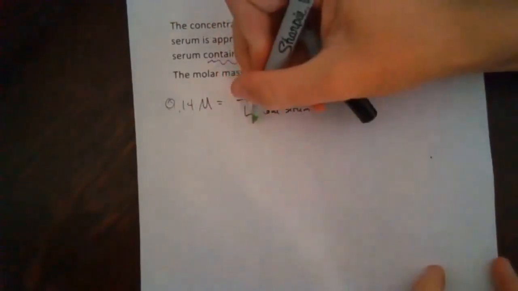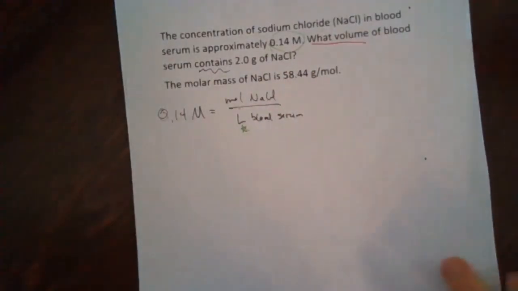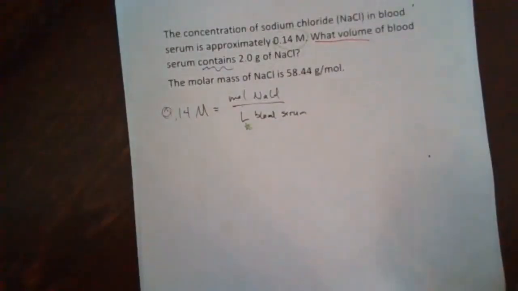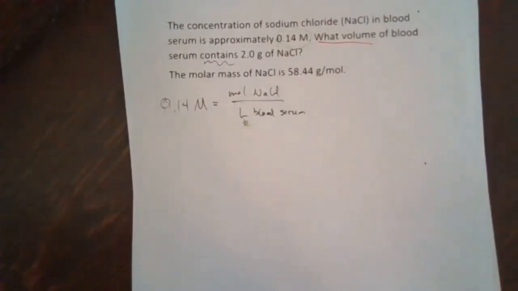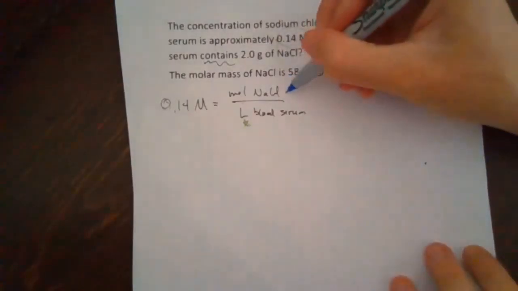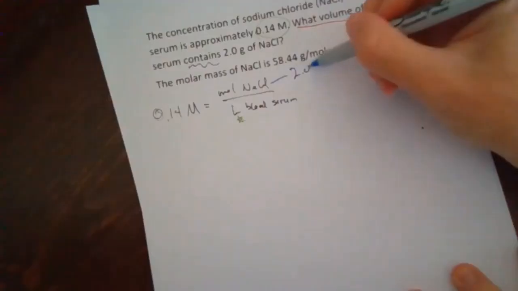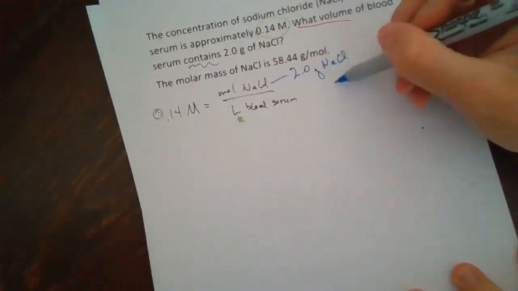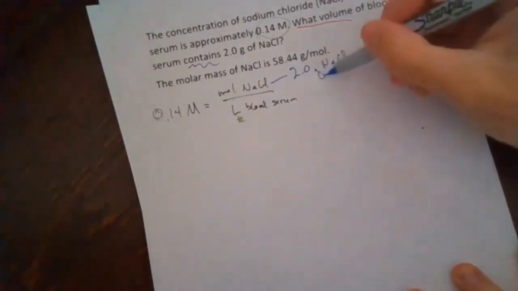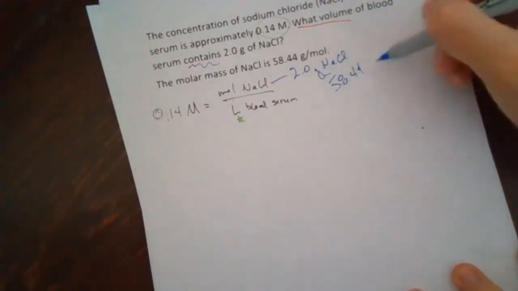And so what we wanted was a volume. So we want this liters of solution, liters of blood serum. So the question is, do I have a number for moles? And the answer is no, but I have grams of NaCl. So what I can do is a conversion. I know that I have 2.0 grams of NaCl, and I know that for NaCl, it is 58.44 grams per mole. That was given to me.